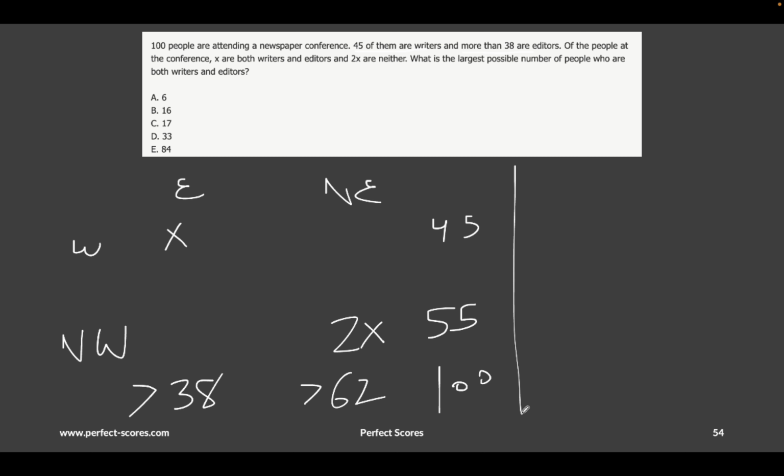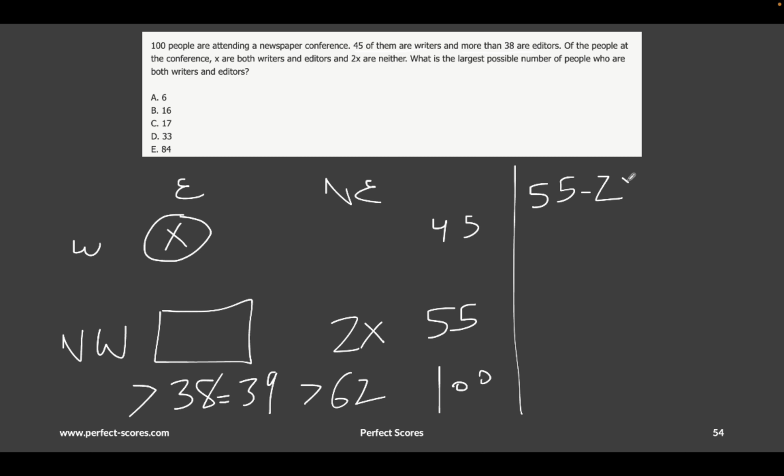not least. So the question is asking us, what is the largest number of people who can be both writers and editors? So what is the largest number of people here? Well, the least this can be is 39, right? So that's the least it can be. Now the question is, we have to find the value of X. So I can use this particular box to find the value of X, because this one here is 55 minus 2X, right? Because I can solve it using this particular instance. And this one here is basically 38 minus X. So they are both equal.